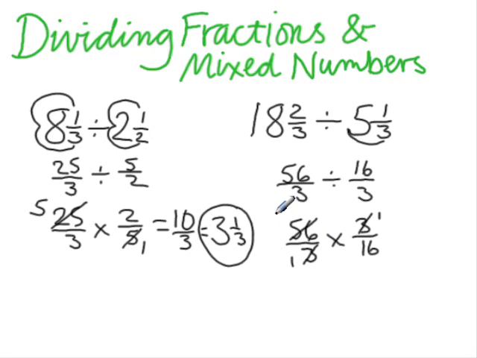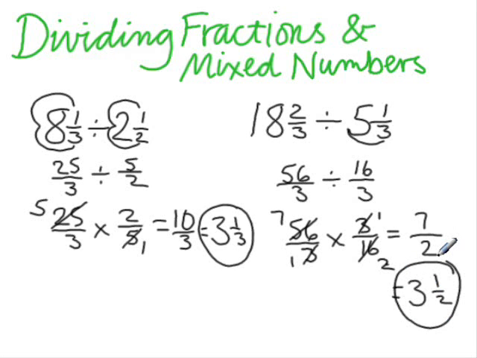8 goes into 56 7 times. 8 goes into 16 twice. And so now I have 7 times 1, 7 on top, 1 times 2, 2 on the bottom. 7 over 2 equals 3 and 1/2. And that is our final answer. That's all there is to dividing fractions and mixed numbers.